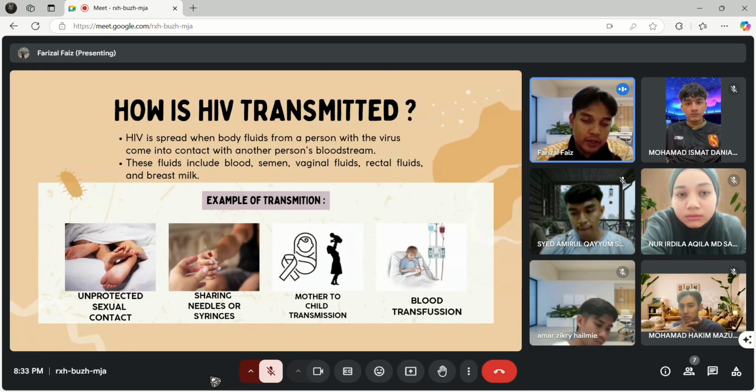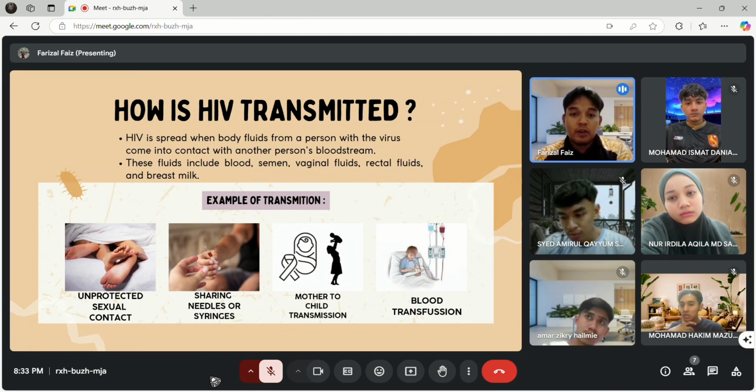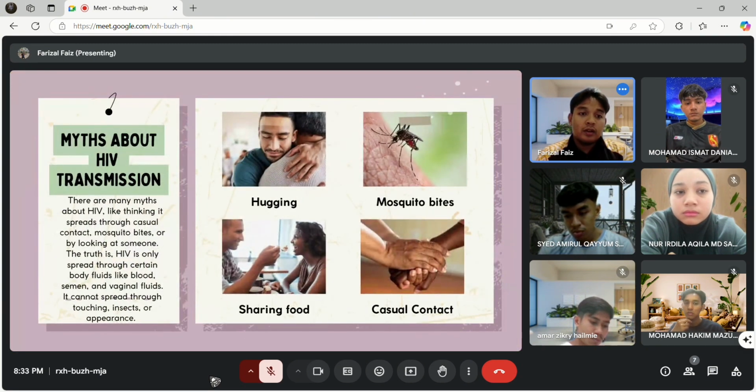So, how is HIV transmitted? HIV is spread when body fluids from a person with the virus come into contact with another person's bloodstream. Examples of transmission are unprotected sexual contact, sharing needles or syringes, mother to child transmission during childbirth, and blood transfusion. These fluids include blood, semen, vaginal fluids, and rectal fluids, and also breast milk when breastfeeding the child. Okay.